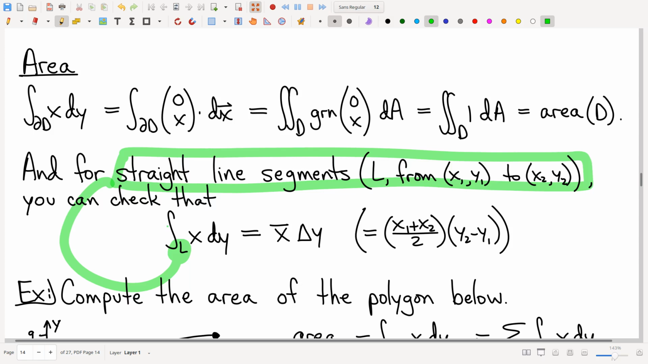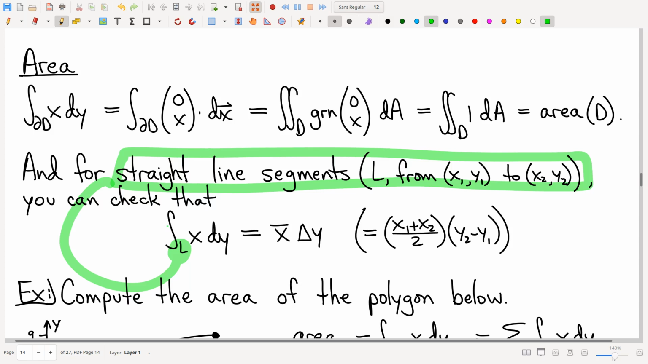Now, there's some tedium in here. Not that bad. Easy to do. I encourage y'all to crank this out. On a line segment, this coordinate line integral will always give you the average value of x times the change in y. Real handy, real easy to remember.